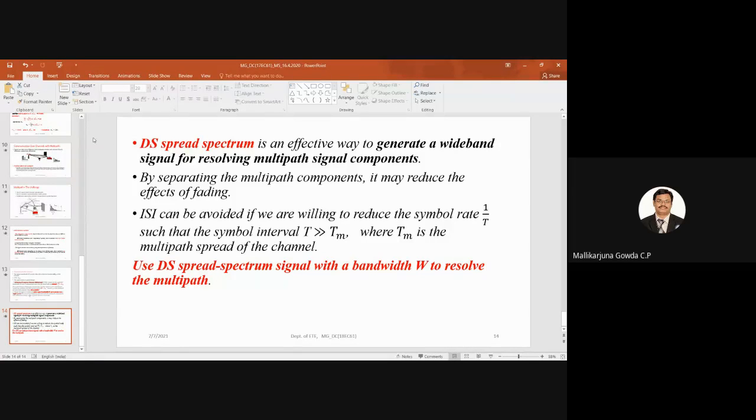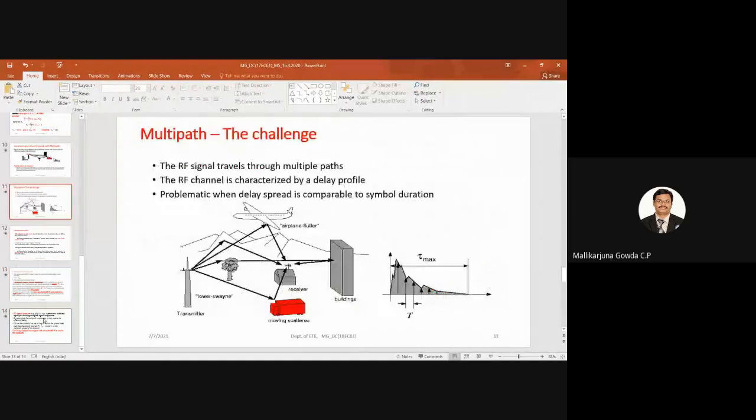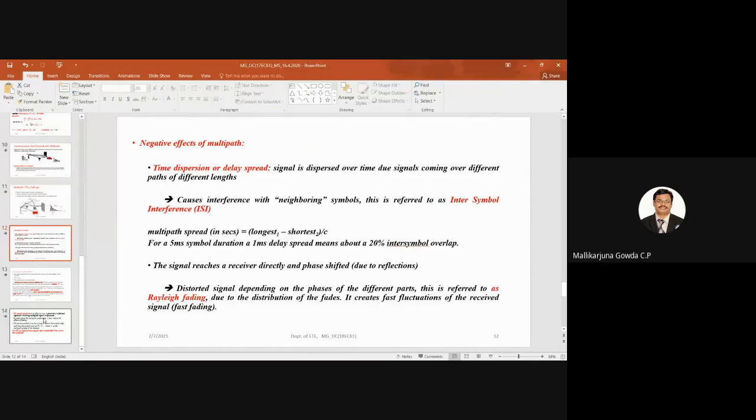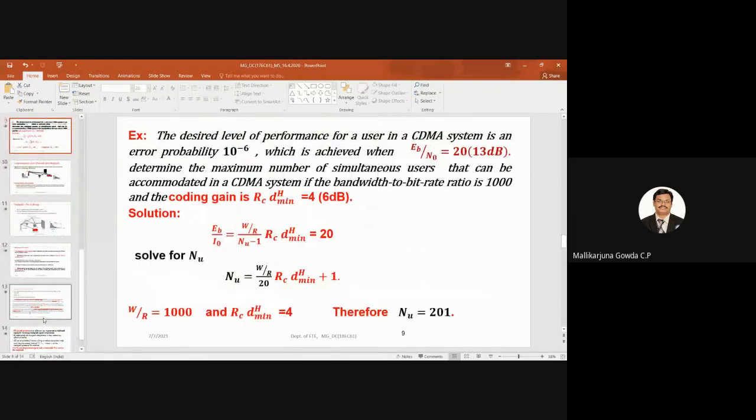Whatever content is in this slide is from your textbook only. A few things I've taken from outside, for understanding these things. This is from your text only. To what extent it has reached, God only knows. People should say.